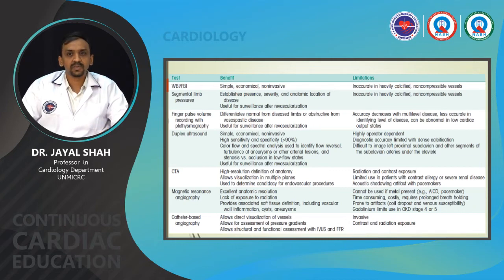Similarly, magnetic resonance angiography is an excellent anatomic modality for diagnosis of upper extremity disease, but it is time consuming and requires prolonged breath holding, and it cannot be used in the presence of metal, particularly if an old generation ICD or pacemaker is installed, which limits the usefulness of magnetic resonance imaging. The last one and the more definitive is catheter based angiography, which allows direct visualization of vessels and the upper extremity anatomy. It is invasive and associated with contrast and radiation exposure, but it gives excellent visualization.